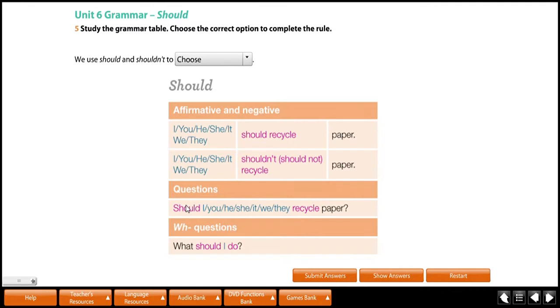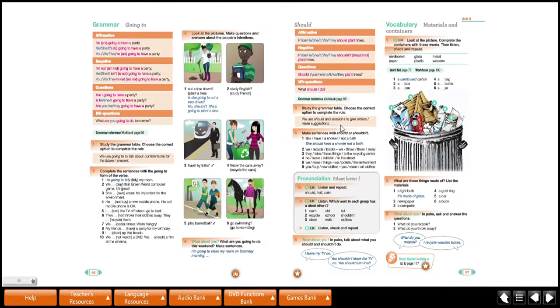should. That's why you change should and the person. Should I recycle paper? Стоит ли мне перерабатывать бумагу? If you'd like to ask for exact information, you use WH questions. What should I do? Что мне следует сделать? Now, let's do an exercise in your student book.